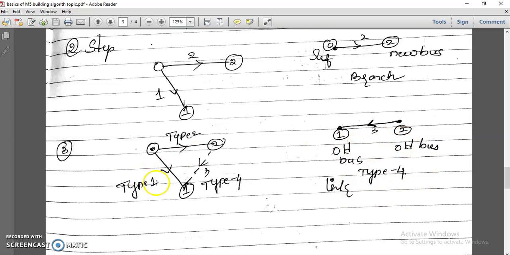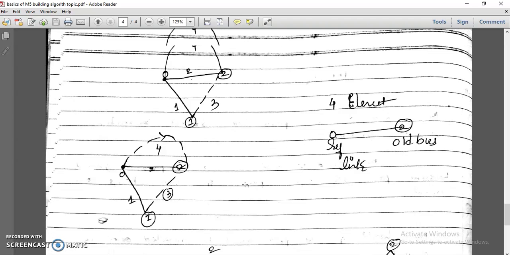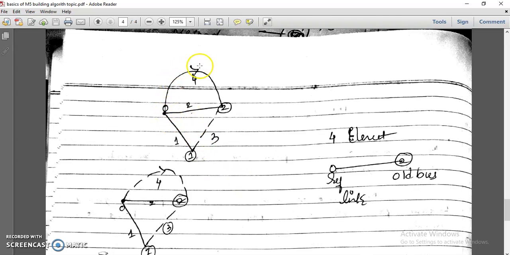The first two elements are type 1, both are type 1, and this one is type 4 modification. Now type 3 is missing. I can explain it with another problem. See, if I add another element from 0 to 2.